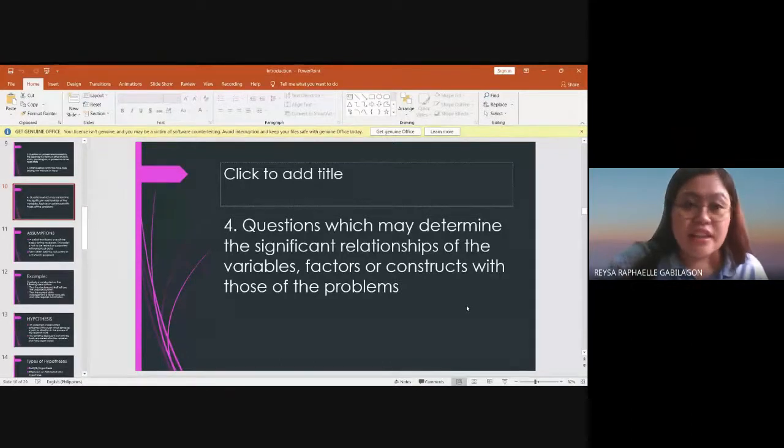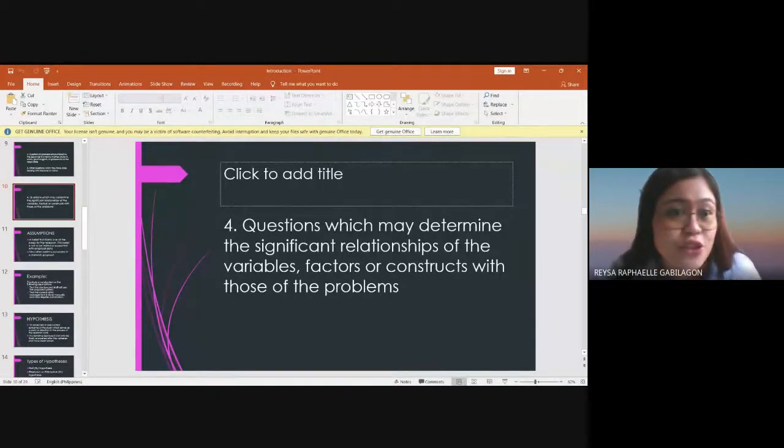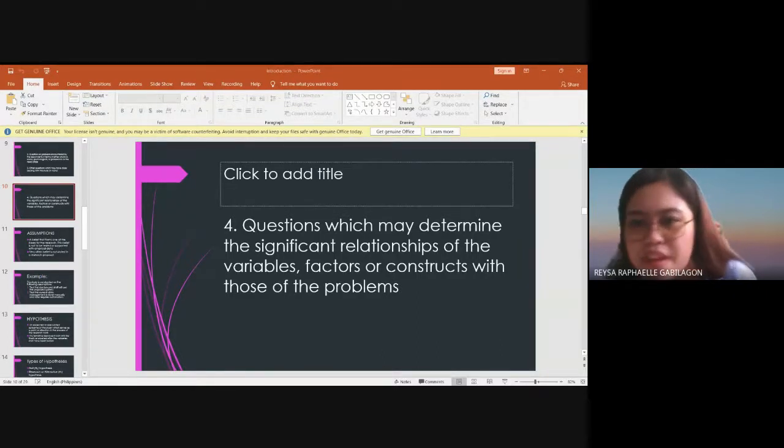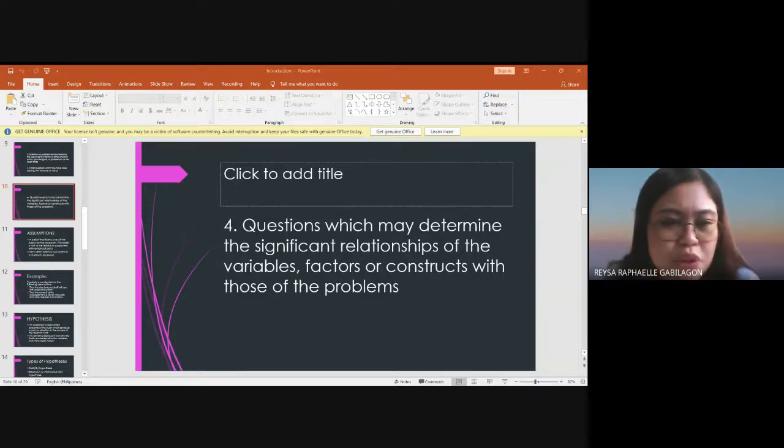about significant relationship. Do you have questions about the SOP? Or you would like to clarify something about the SOP? How are we going to do that?